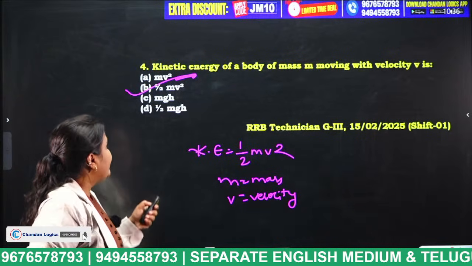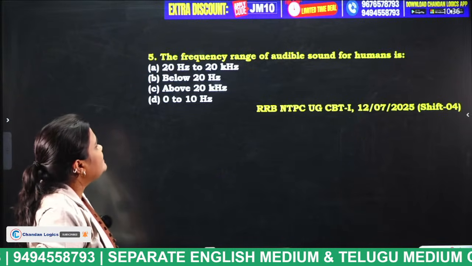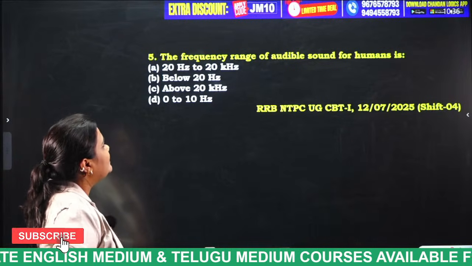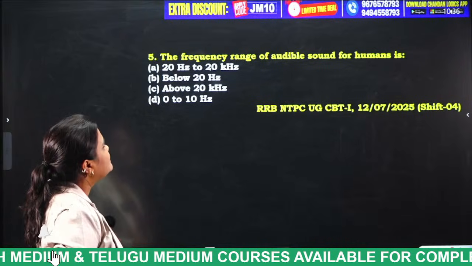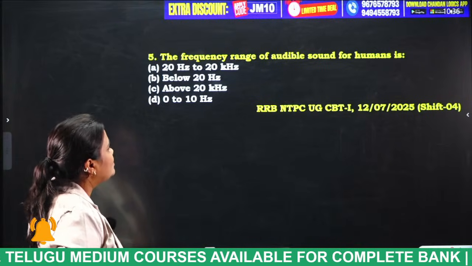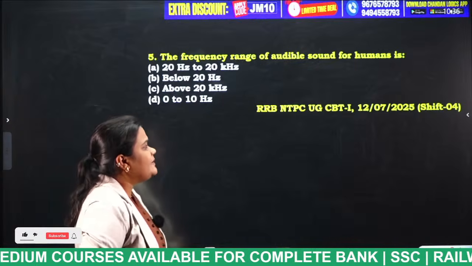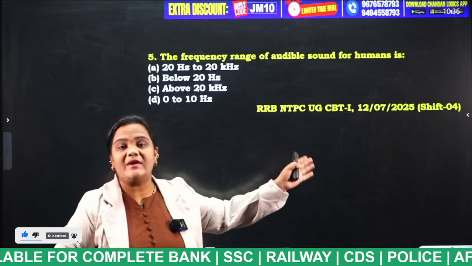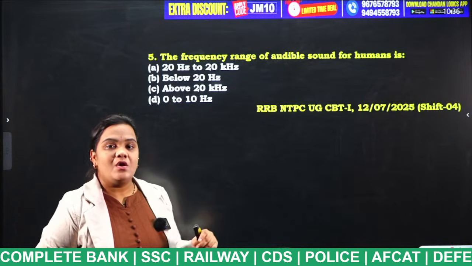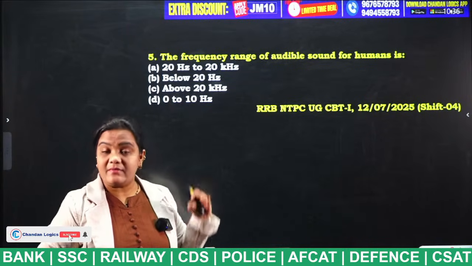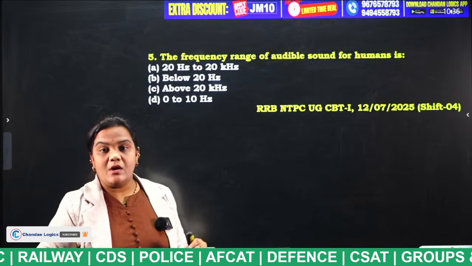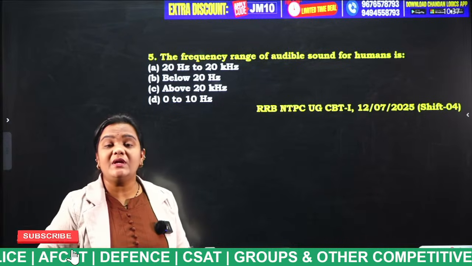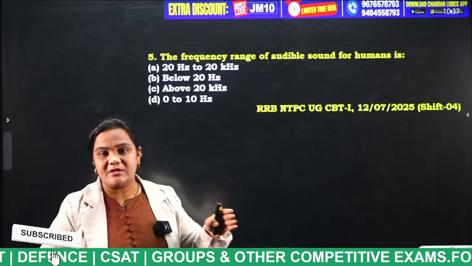Okay, next. The frequency range of audible sound for humans is: 20 Hz to 20 kHz, below 20 Hz, above 20 kHz, 0 to 10 Hz. RRB NTPC undergraduate CBT 1 2025, recently July 12th, this question has been asked. I have explained this many times. Human hearing range is between 20 Hz and 20,000 Hz.